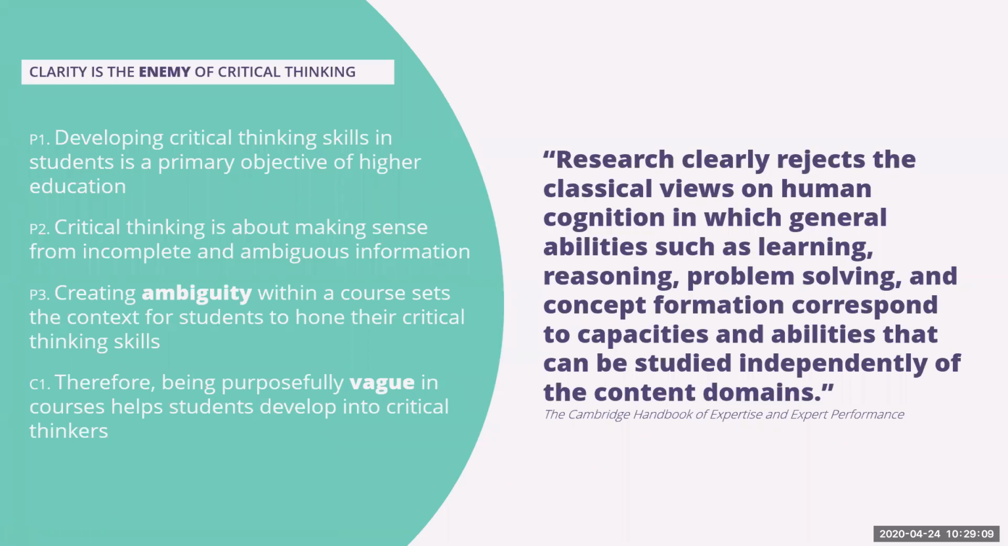So this is from the Handbook of Expertise and Expert Performance. Y'all can read. So the takeaway here is that critical thinking is not something that happens because we create ambiguity. Any sort of advanced ability to learn is something that's actually taught, and more specifically, it's taught within a content domain. Next.